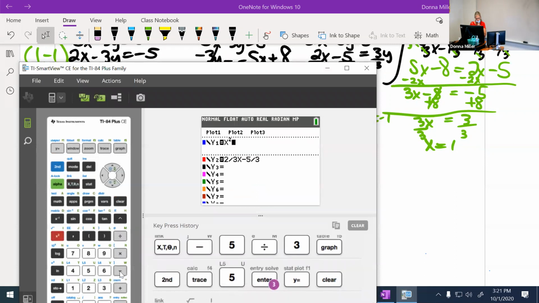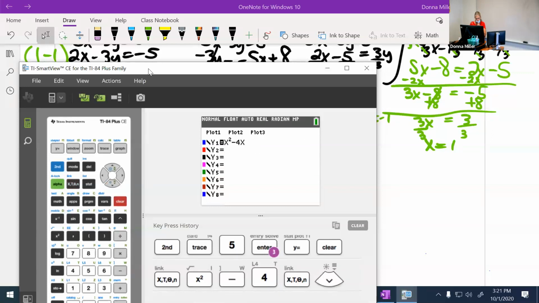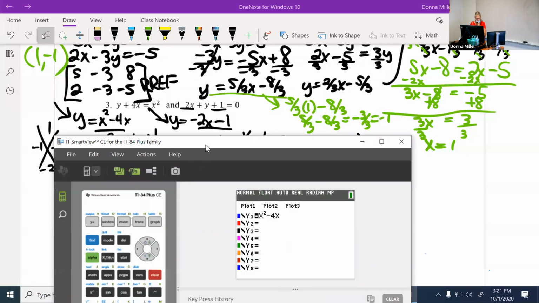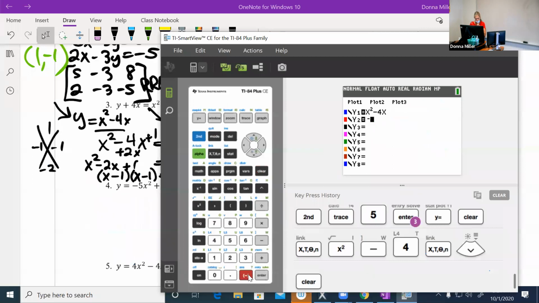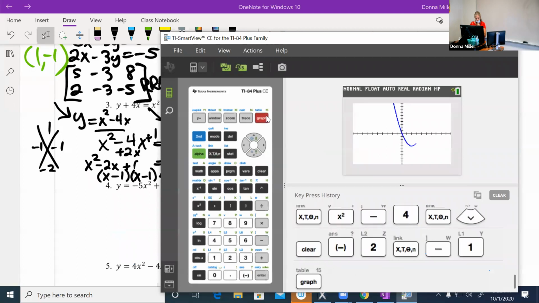X squared minus 4x. And clear this out. And the other one was -2x minus 1. -2x minus 1. And we're going to graph.